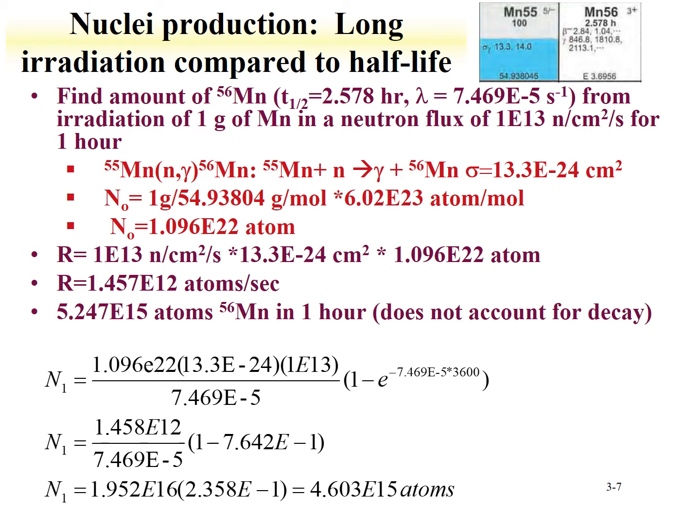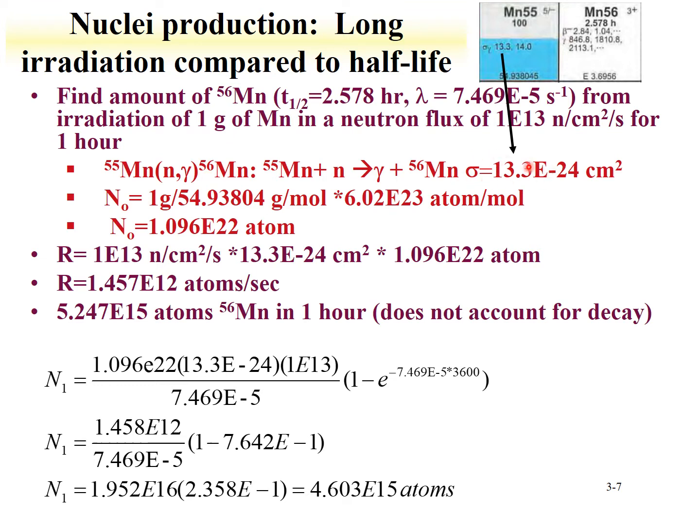It just needs to be a good fraction of the half-life in order for the saturation to come into play. All right, so let's get some of the data. Our cross-section for the manganese-55. Remember, the manganese-55 is absorbing the neutron, so you need that cross-section, not the manganese-56 cross-section.